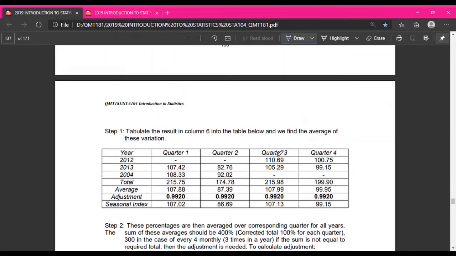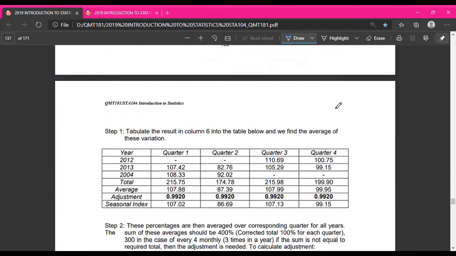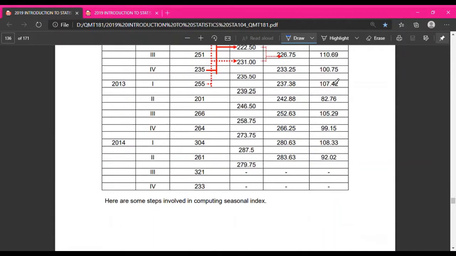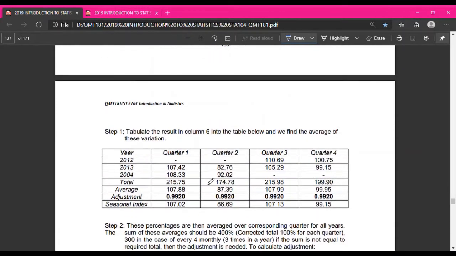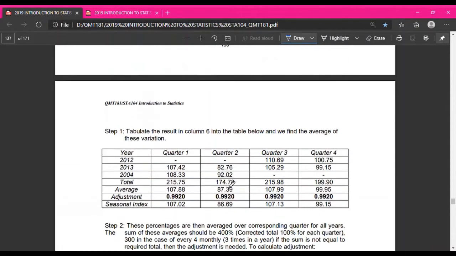Okay, so susun quarter ketiga untuk 2012, 110.69. So put here. Quarter keempat untuk 2012, 175. Put here. So you letak all the value sehinggalah habis semualah kat sini. Quarter kedua untuk 2014 sebenarnya, kat sini 2014. Okay. Alright. So dapat dah susun kat situ.